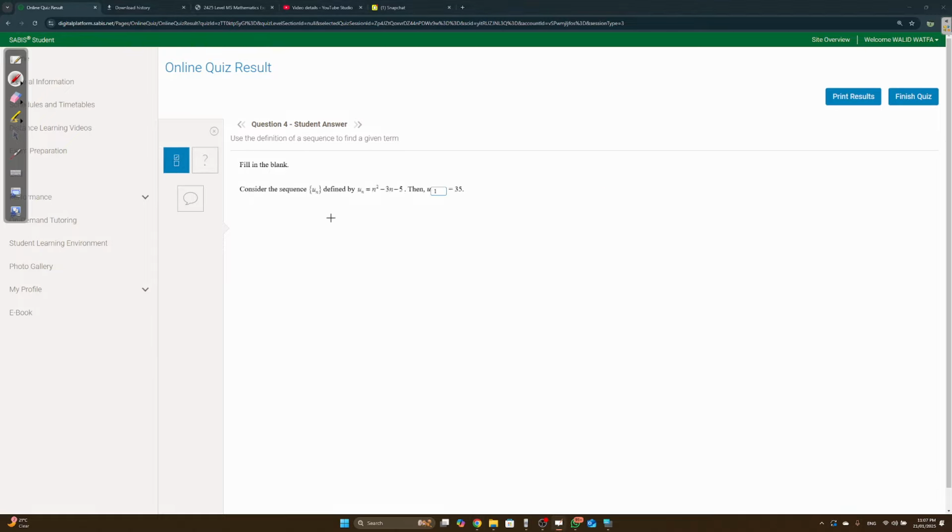Question 4. They gave you u_n is equal to n squared minus 3n minus 5. u_n is equal to 35. We want to see n squared minus 3n minus 5, when is it equal to 35? So just equate to 35. Again, it's quadratic, so you have to move everything to one side. So you're going to get n squared minus 3n minus 40 is equal to 0. You can factor this, or if you have a calculator, you can solve, but when you factor, you get n minus 8, n plus 5 is equal to 0.